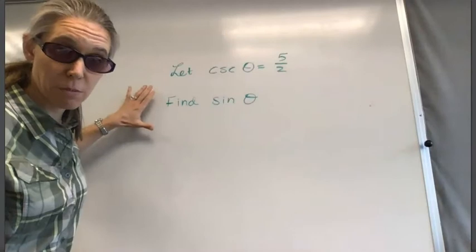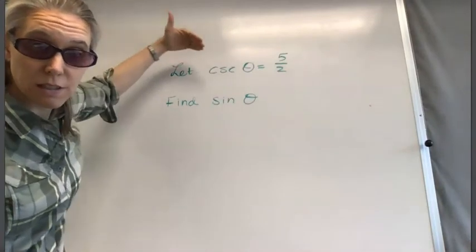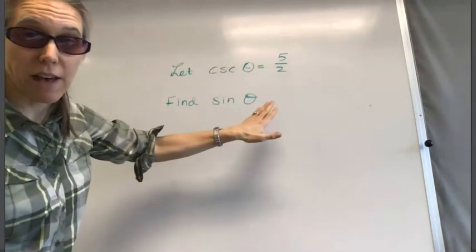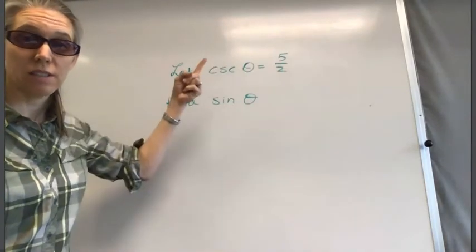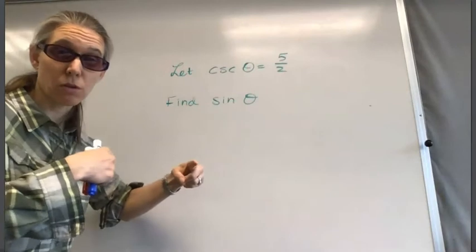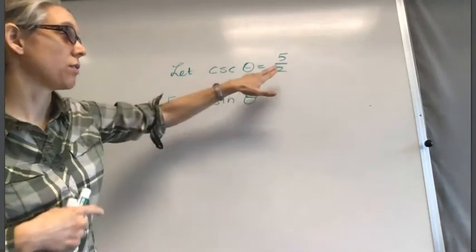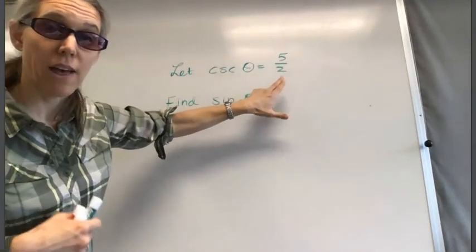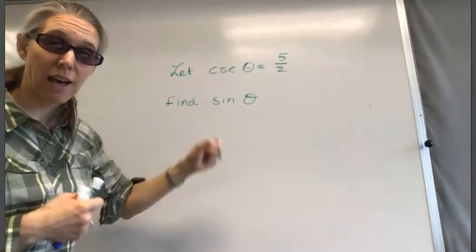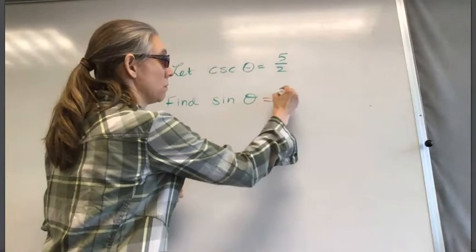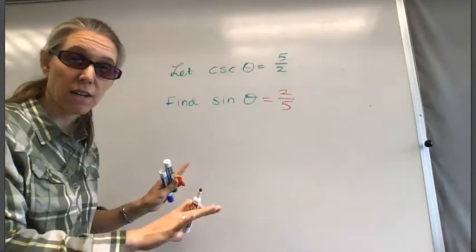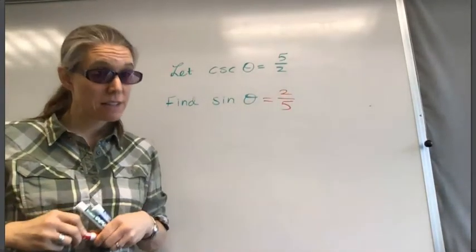Okay, and you can use the reciprocal identities like this. For example, I just made this example up. Let cosecant of theta equal 5/2. Find the sine of theta. Well, since cosecant and sine are reciprocals, all I have to do is find the reciprocal of 5/2. And the reciprocal of 5/2 is 2/5. Done. Reciprocal identities are very easy to work with.